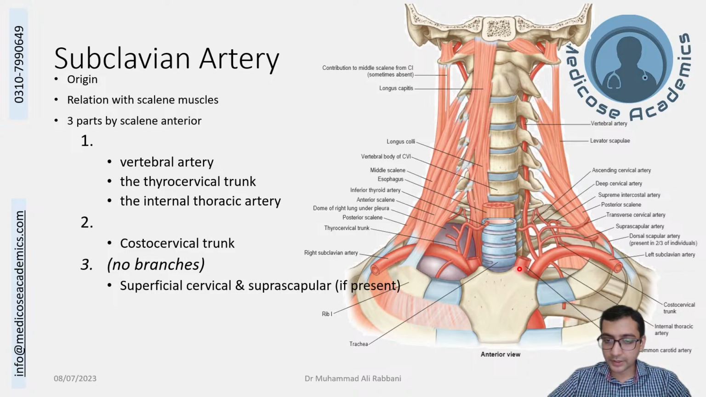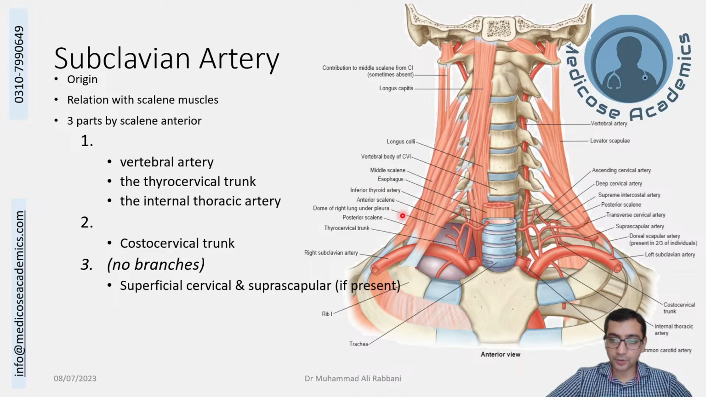So when it originates, it is divided into three parts on the basis of the anterior scalenus muscle. The part that is medial to it will be the first, behind, second, lateral, third. There are branches too. Let's talk about the parts, the relation with the scalene anterior, and the starting and ending points.